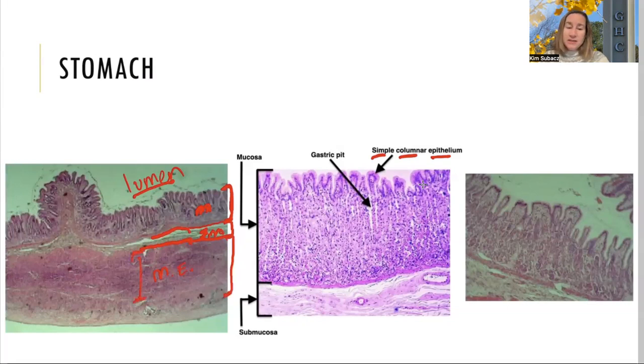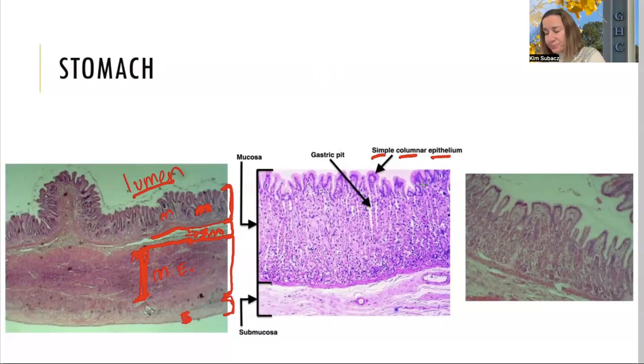And then last but not least is going to be the serosa right here. So this fourth layer is the serosa. To summarize the layers, the mucosal layer is here, submucosal was here, muscularis externa is all of this hot pink smooth muscle layer, and the serosa is on the outside, the connective tissue that holds the stomach in place.